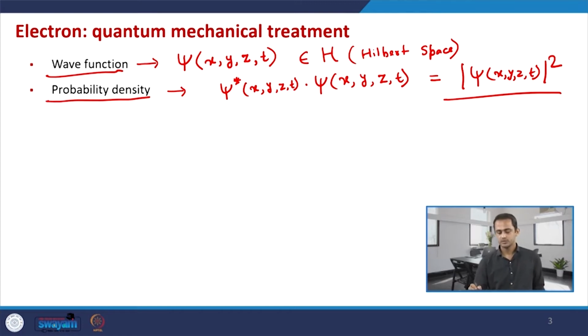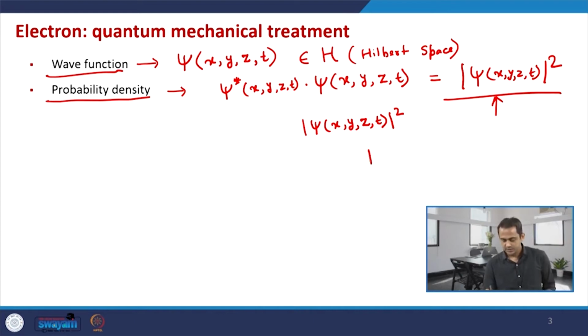It tells us about, so for example, in this case, when we are taking psi as a function of x, y, z and t, it is the probability density of electron being found in a space time coordinate. So, if we want to find out the probability of electron being found in a certain volume, we just need to integrate mod psi x y z t square over that volume at a certain time.